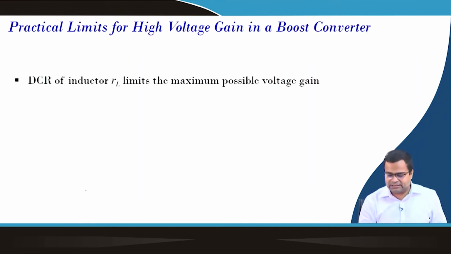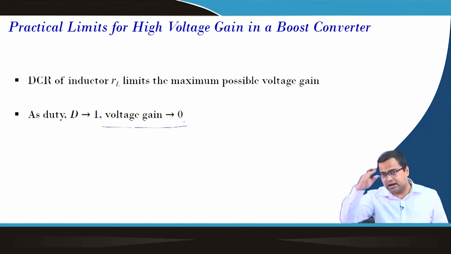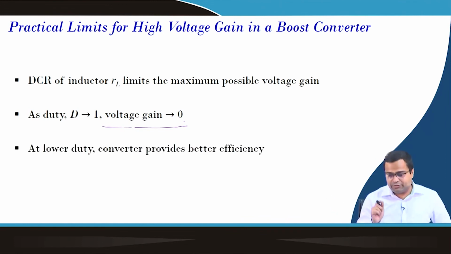So, practical voltage gain in a boost converter: the DCR of the inductor limits the maximum possible voltage gain. As the duty ratio approaches 1, the voltage gain becomes 0, so it starts falling, and a low duty ratio converter offers higher efficiency. So, for high step-up operation, there are many possibilities. One can consider multiple cascaded stages, but that also increases the number of components and device complexity.